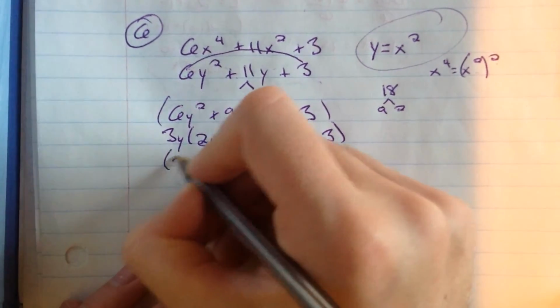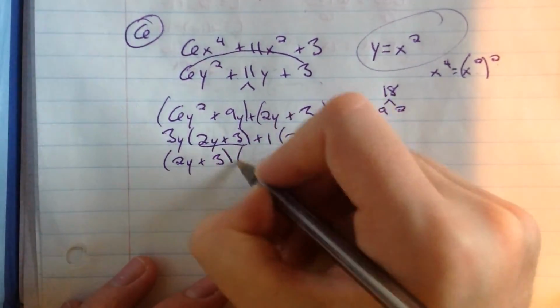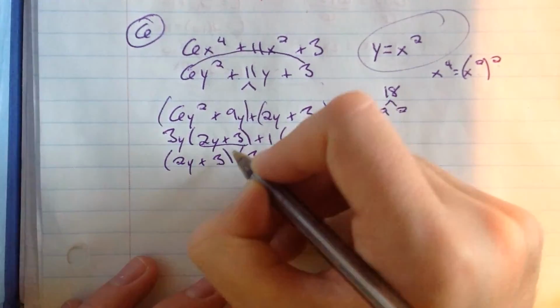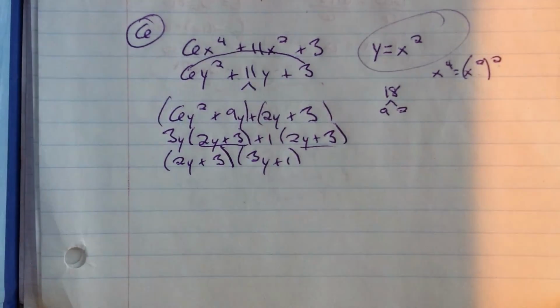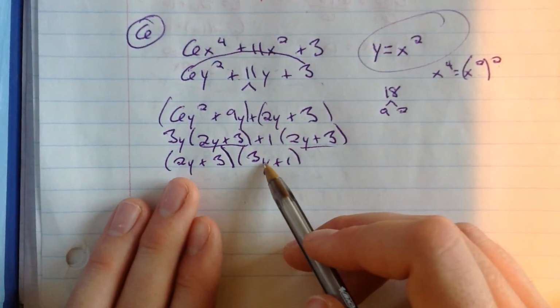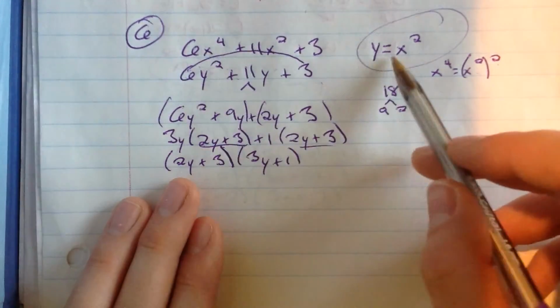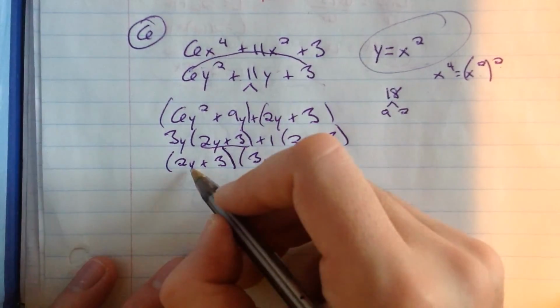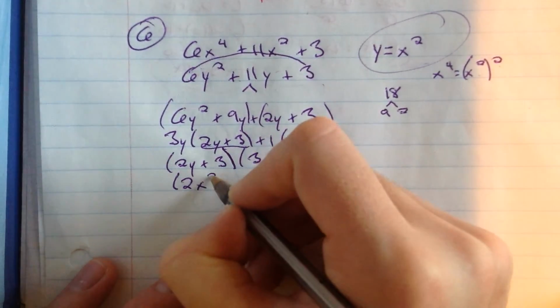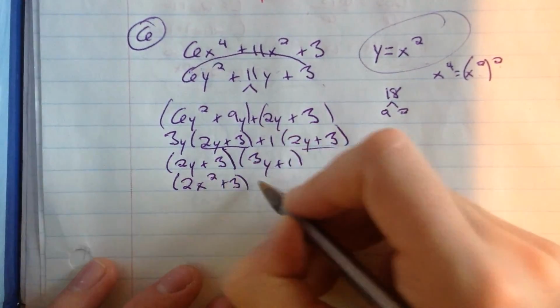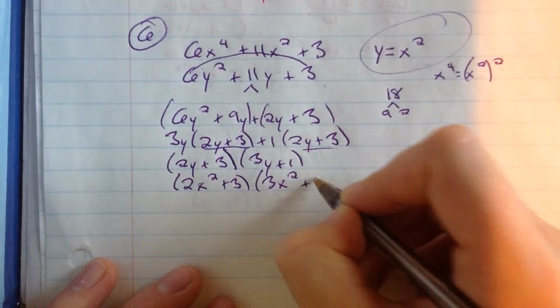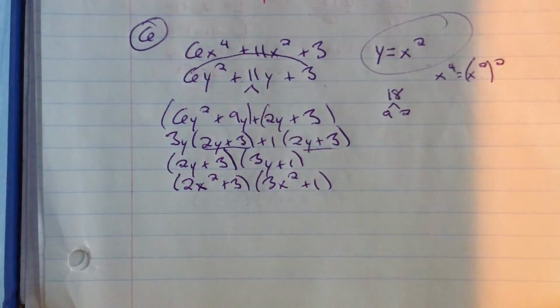Sharing the 2y plus 3 in common, that comes out front. What I pulled out is the second term. Now, notice though, these are in y's. We need to go back and substitute back in our substitution. So instead of y, I'm going to have 2x squared plus 3 and 3x squared plus 1. And I've now factored it.